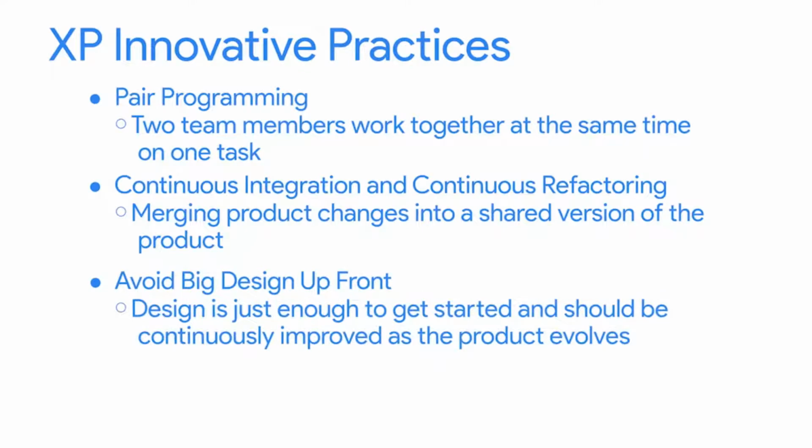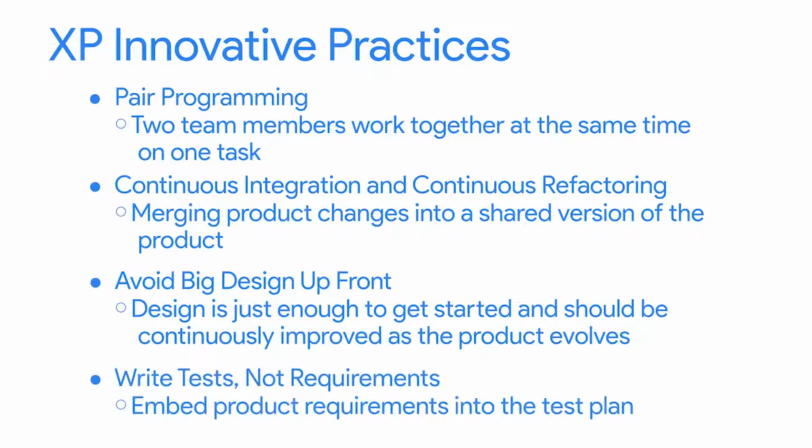Then there's avoid big design up front. This relates to designing and means the design should be just enough to get started and should be continuously improved as the product evolves. And finally, there's write tests, not requirements. This means that instead of writing a product requirements document and then later writing a test plan, your test plan can serve two purposes by A, telling the team what to build, and B, comparing what they built to what was supposed to be built.